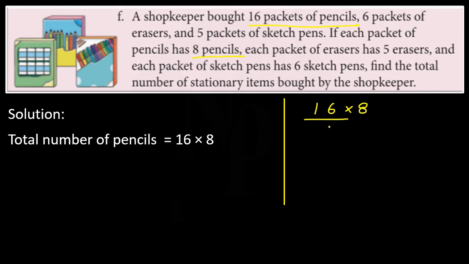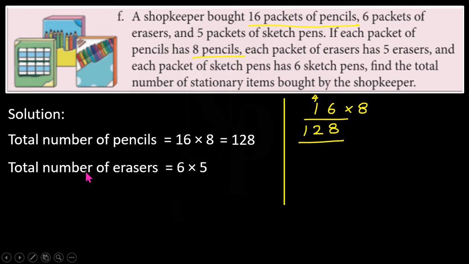8 6s are 48. Write 8 here. 4 is carried forward. 8 1s are 8. 8 plus 4 is 12. That is, 128 is the product. Therefore, the total number of pencils bought is 128.